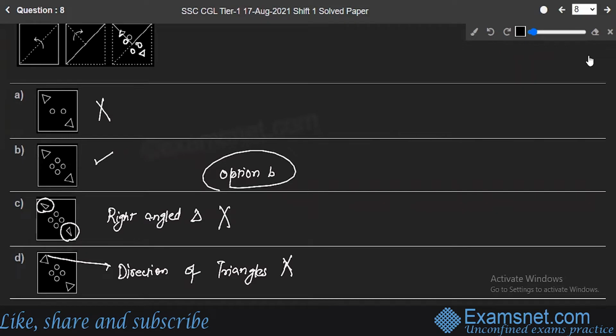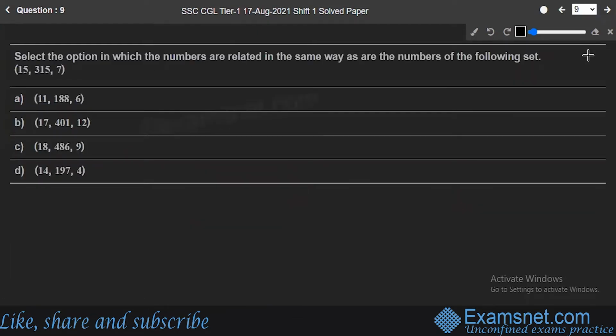Then let's move to the next question, number 9. You have to select the option in which the numbers are related in the same way as the numbers of the following set: 15, 315, and 7. See, if you see at the numbers, the middle number is quite a bigger number, right? It's quite a big number. So that means when you're having such big numbers, obviously we go with either the powers or the multiplication.